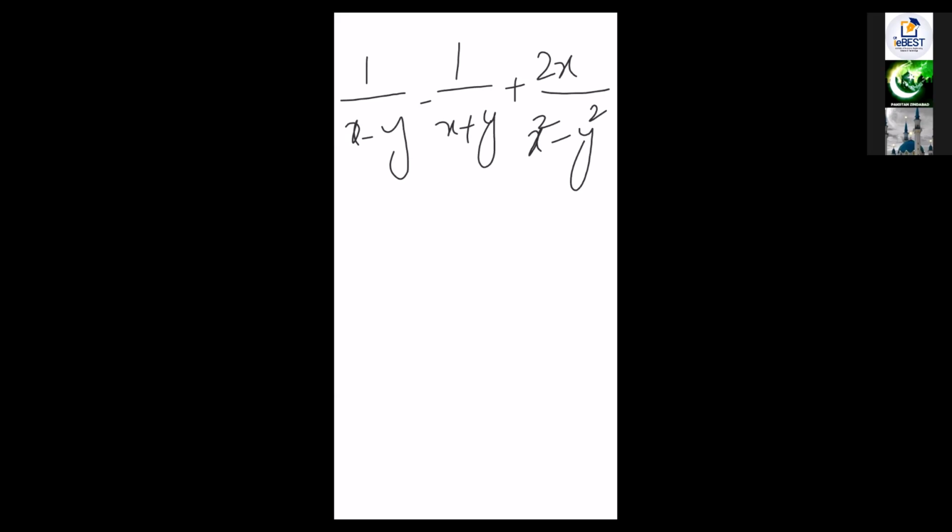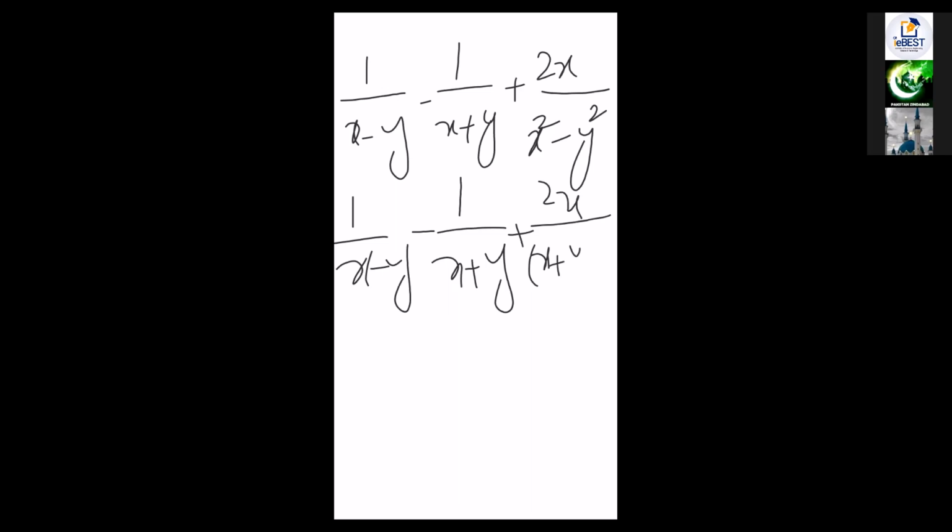I said, would you do x plus y and x minus y? X plus y and x minus y. Very good. So we're going to write 1 divided by x minus y, 1 divided by x plus y, and then 2x divided by 1 time x, and 1 time plus, and 1 time minus, that is, x plus y and x minus y.